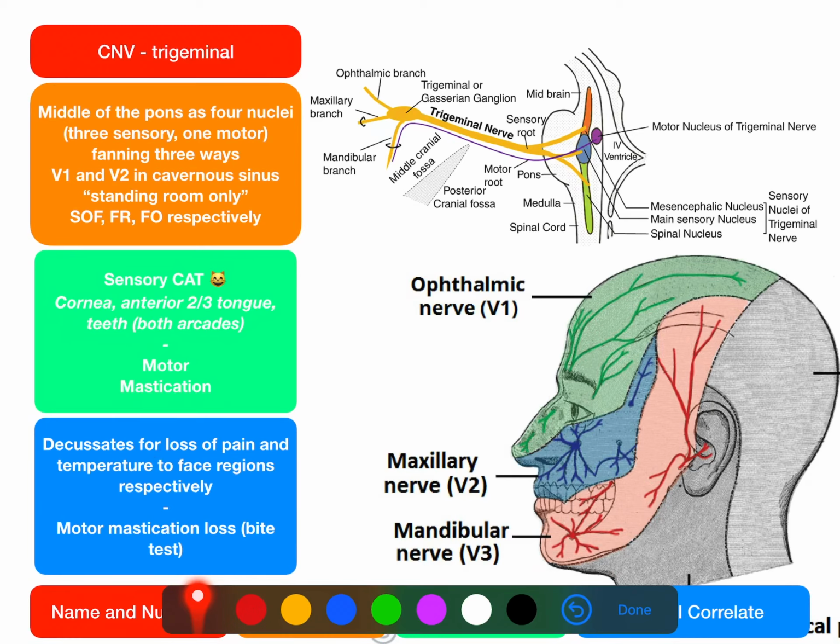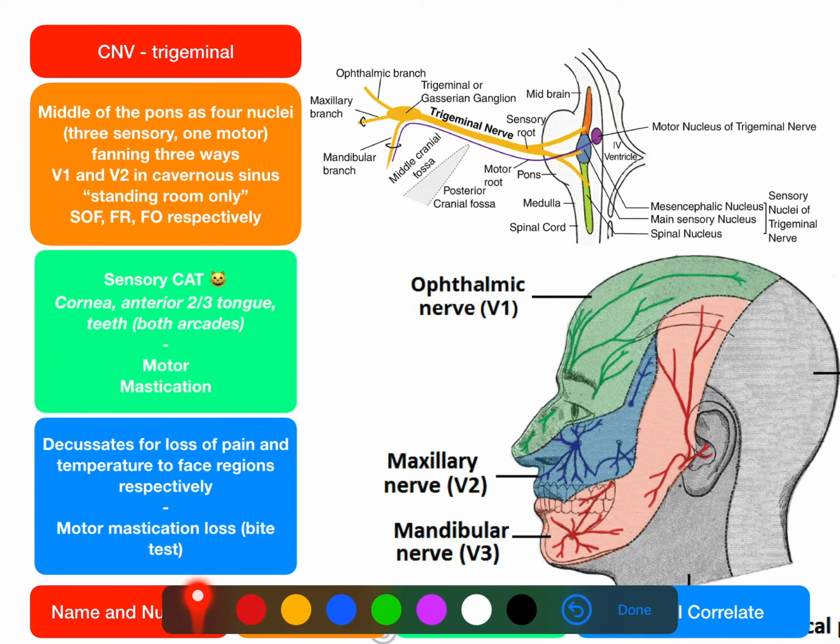So, a thing to realise about this is that the upper fibres coming from the brain decussate. So, the left-sided brain talks to right-sided nuclei. So, there's a decussation for loss of pain and temperature. So, your left-sided trigeminal nerve lesion is going to affect the right side. Yeah? And vice versa. Okay?